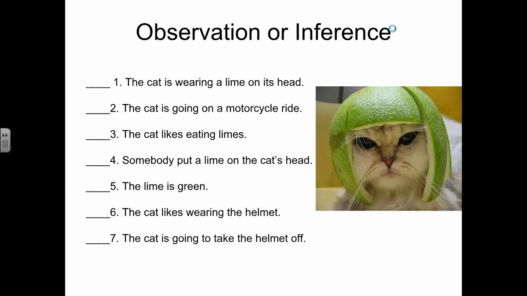All right, so tell me, is this an observation or an inference? The cat is wearing a lime on its head. Raise your hand. Ella? Yep, that's an observation. Cat's going on a motorcycle ride. Drew?